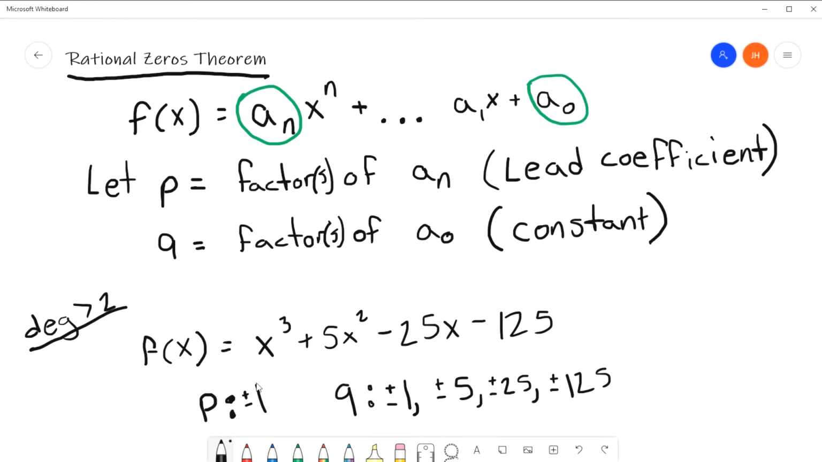So I have that P is plus or minus 1 and Q is plus or minus 1, plus or minus 5, plus or minus 25, plus or minus 125. It's just the factors of the constant and the factors of the leading coefficient. Okay. So how does rational zeros theorem actually work?